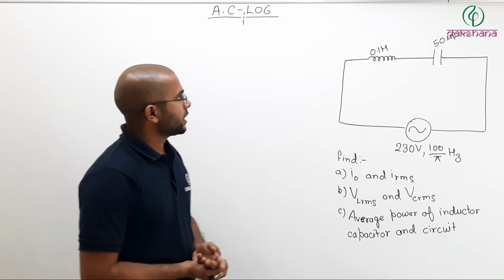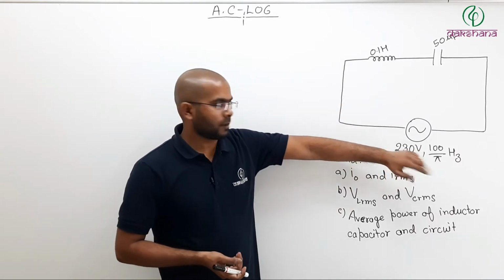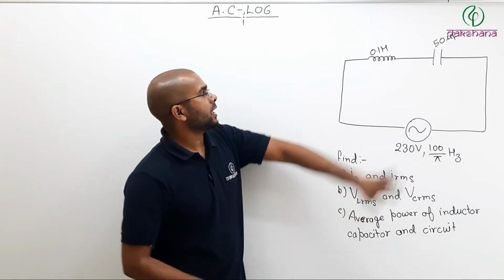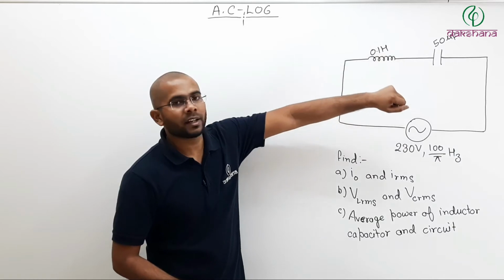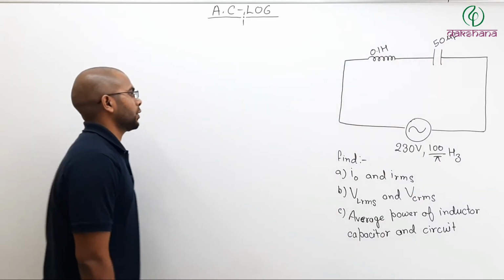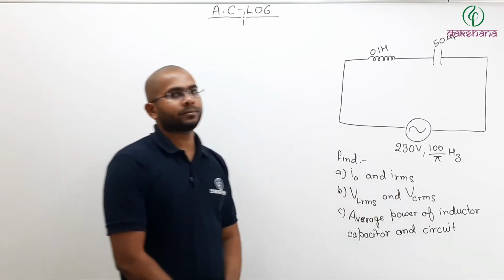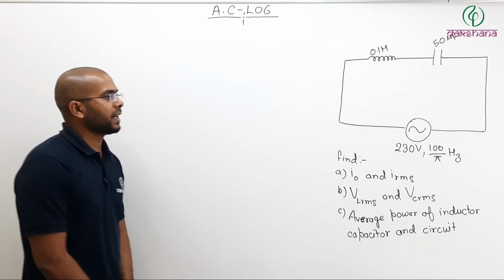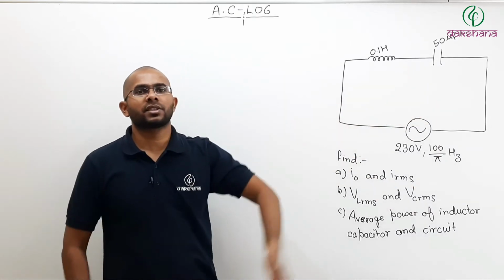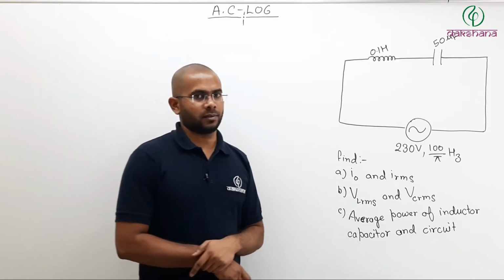Okay. So here there is a circuit diagram. There is a power source, 230 volt RMS and 100 by pi hertz frequency. Here is an inductor, inductance 0.1 Henry. Here is a capacitor, capacitance 50 microfarad. Now, first I need to find I naught and I RMS. In order to find I naught or I RMS in this circuit, here there is no resistance. Then I have to find the impedance of the circuit.